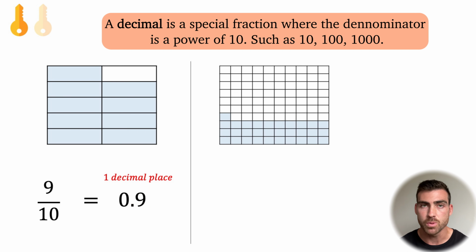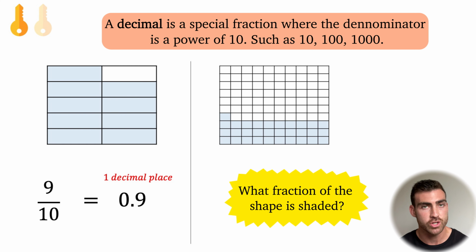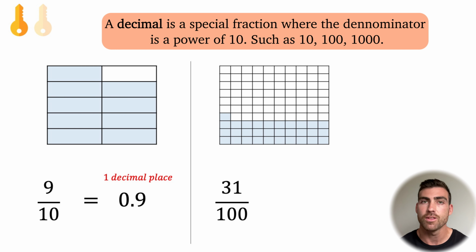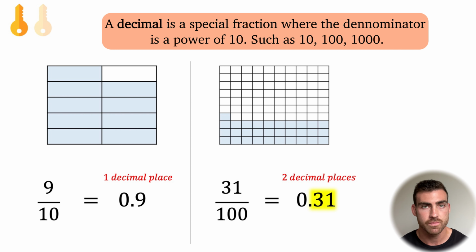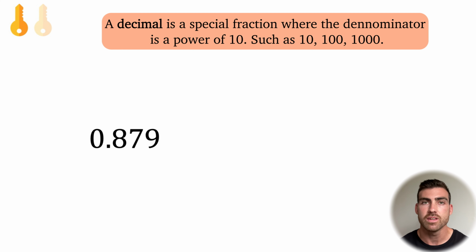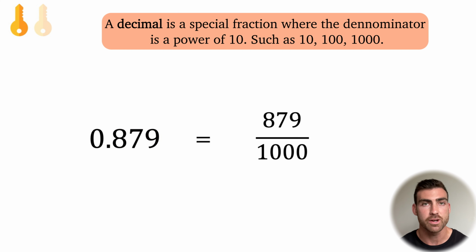For the next example, the whole amount is broken up into 100 equal parts. What fraction of the shape is shaded? Yes, 31 hundredths, which translates to the decimal 0.31. Highlighting when you have 2 decimal places, this is a fraction out of 100, or in other words, hundredths. Now, if we see a decimal with 3 decimal places, this is a fraction out of 1,000, or thousandths.